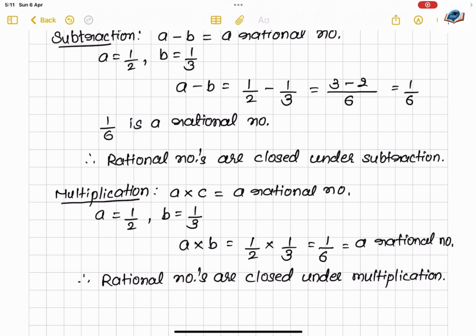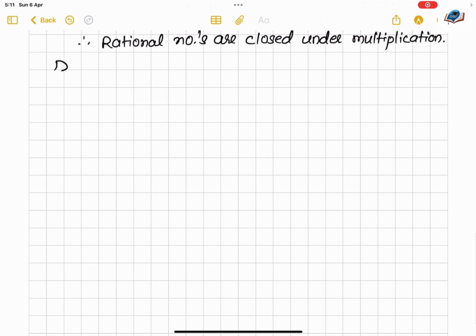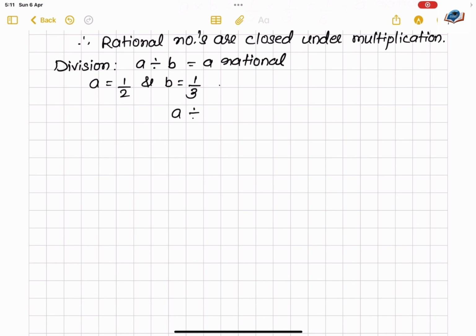Now, let us do it for division. It says A divided by B should be a rational number. Here it may happen or it may not happen, because if I am taking A equal to 1 by 2 and B equal to 1 by 3, then it will be possible. A divided by B will be equal to 1 upon 2 divided by 1 upon 3. Either I divide or multiply with the reciprocal. So this is 3 upon 2. So this is a rational number.